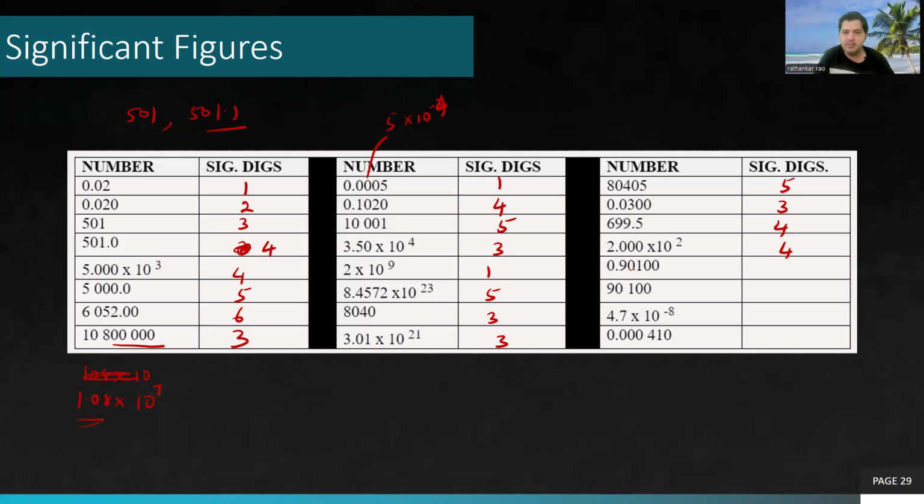0.901000. 1, 2, 3, 4, 5. This is 5 significant figures. And here 90100. See, this 0 will not be counted, right? It will be counted only after the decimal. So there is no decimal here. So therefore, it has only 3 here. 4.7 into 10 power minus 8. 4.7. 2 here. And here what is happening? 0.000410. This is 3 here.